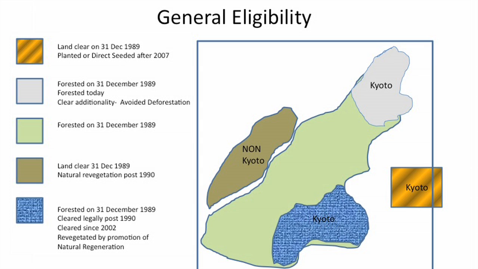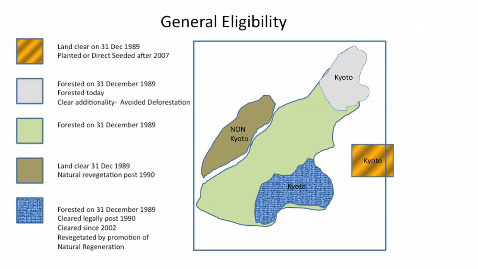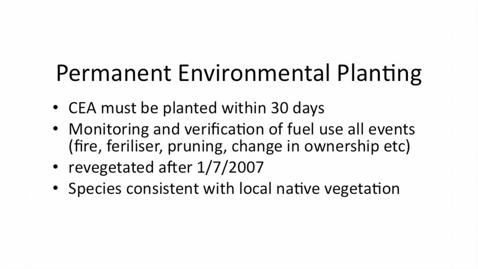You have the permit, and the regulations, or the recommendation for the regulations, say that you had a clearing permit issued before the 1st of July 2010. And if you can avoid that clearing and preserve that forest, you'll get Kyoto carbon credits for that as well. Some of the other considerations are when you're doing permanent environmental plantings.